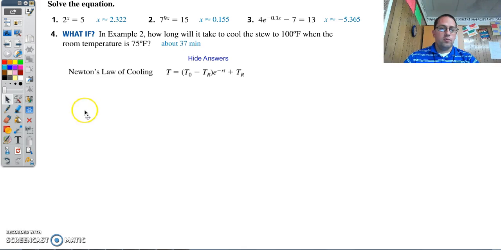So the first one, we have 2 to the x equals 5. Basically, all we're going to do on this is rewrite it as a logarithm. Base of 2, 5 becomes our argument, equals x. Then we're going to put it into the change of base formula, and I use natural log because why not? So natural log of 5 over natural log of 2, I can put that in my calculator, and I end up with x is approximately 2.322.